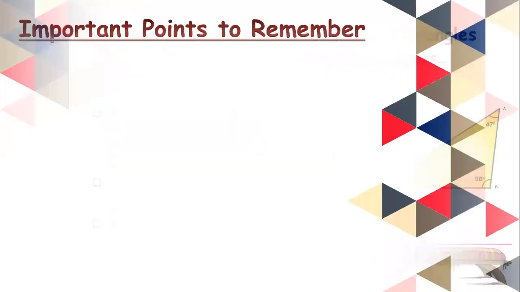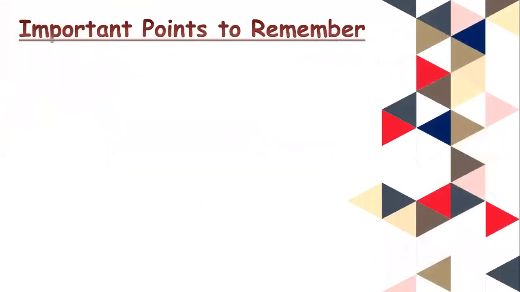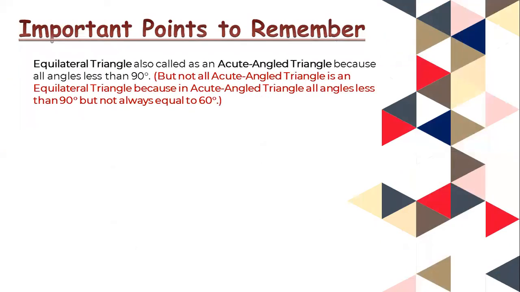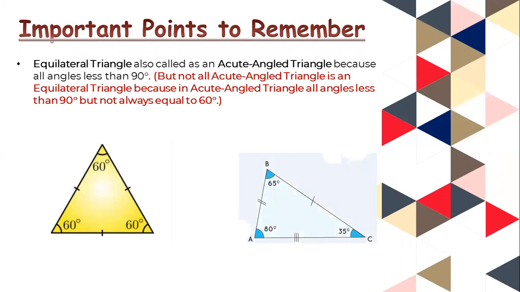So here are a few important points to remember. The first point is that an equilateral triangle is also called an acute angle triangle because all its angles are less than 90 degrees.